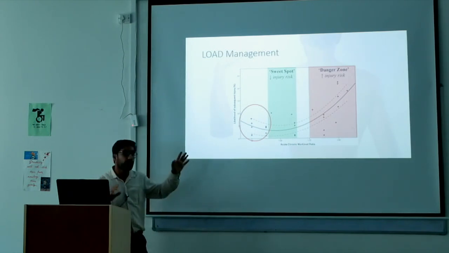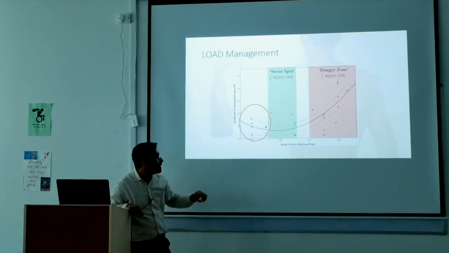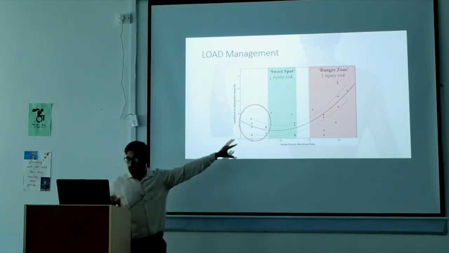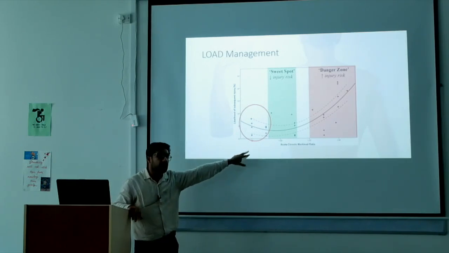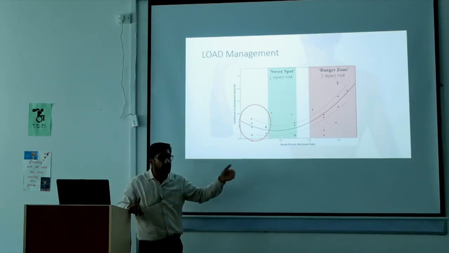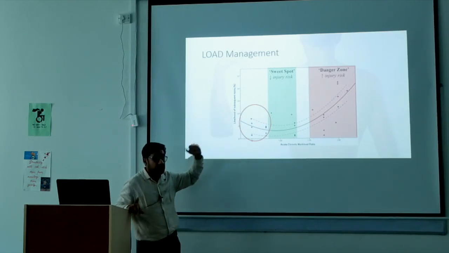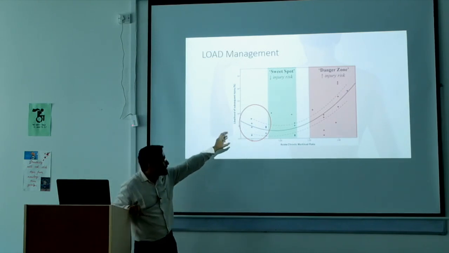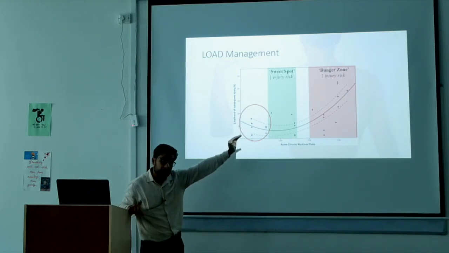Now we'll talk about load management. That is a very important factor for any injury. It is divided into three parts: the white part, the green part, and the red part. The x-axis denotes the acute to chronic workload ratio. Acute means within 7 days and chronic means a minimum of 4 weeks. The y-axis denotes the chances of injury. If you can see the graph here, it is increasing in the white zone, decreasing in the green zone, and again increasing in the red zone.